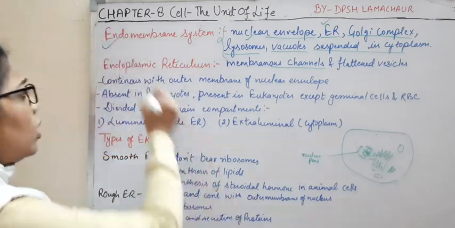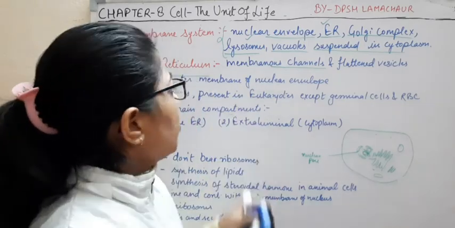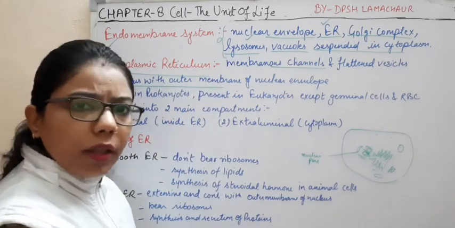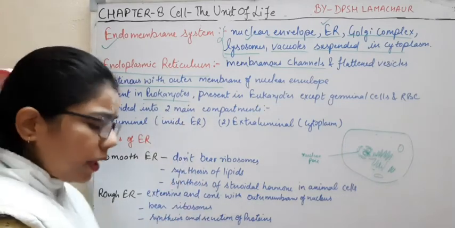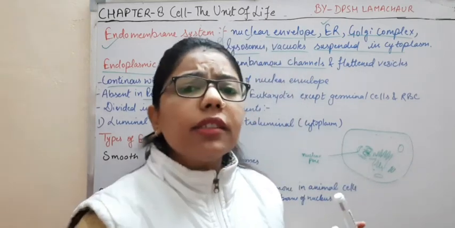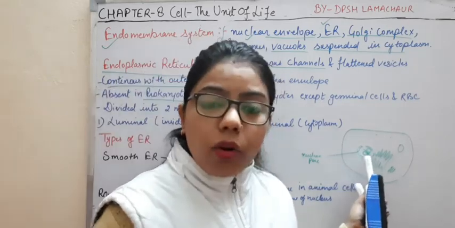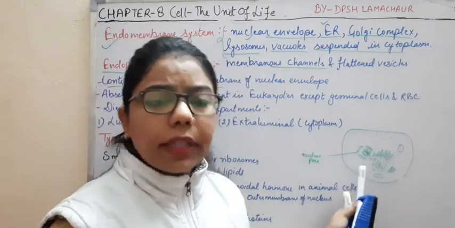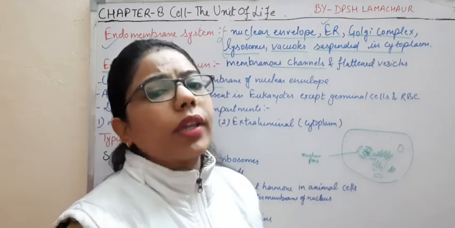So now we have started the endoplasmic reticulum. We have covered that these are continuous with the outer membrane of the nuclear envelope. Then these are absent in prokaryotes. We have done that also: what is the characteristic of prokaryotes? No membrane-bound cell organelles. These are membrane-bound. So we can say that the endoplasmic reticulum is present in eukaryotes and absent in prokaryotes.